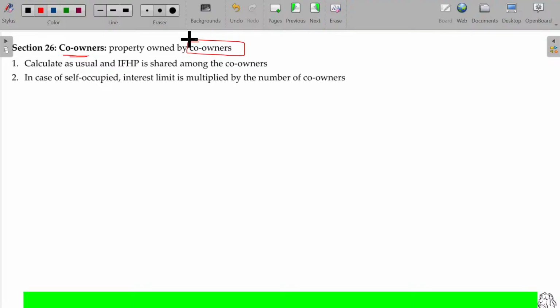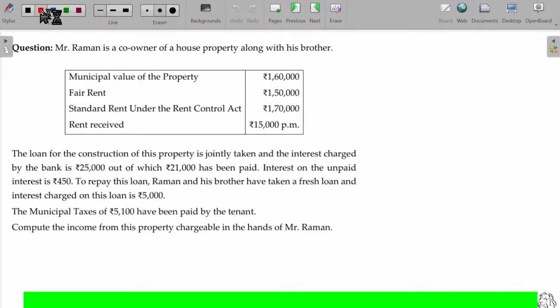But in case of self-occupancy purpose, the limit 30,000 or 2 lakhs for the interest calculation: if the property is owned by 3 owners, then 30,000 will be multiplied with the 3. 90,000 rupees can be deductible. In case of higher limit, 2 lakhs is applicable, then 2 lakhs into 3, 6 lakhs can be deductible. Only this will be different, rest will be the same. Okay, calculate as usual, and house property income is shared among the co-owners. In case of self-occupied, the interest limit is multiplied by the number of co-owners. That's all. See, it's one of the easiest illustrations.